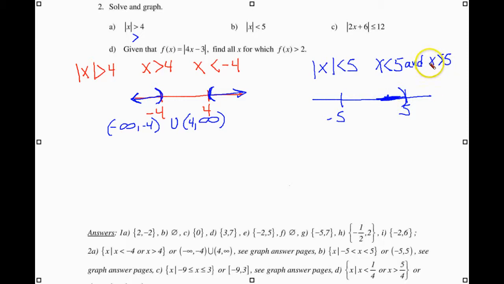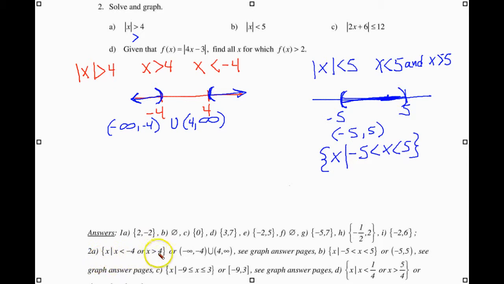And this is x now is greater than a negative 5. So we go this way. And this is what we have. And in interval notation, it's parenthesis, negative 5, comma 5, parenthesis. Let's check what they have down below too.